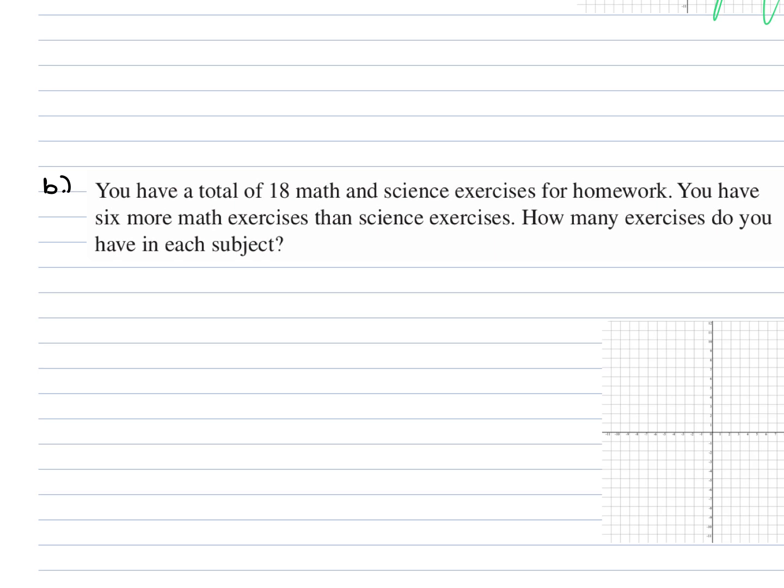So I want to make an equation. We have a total of 18 math and science exercises. So if I added, I'm going to call math exercises M and science exercises S. What do you think M plus S is going to be? 18. M plus S is equal to 18.